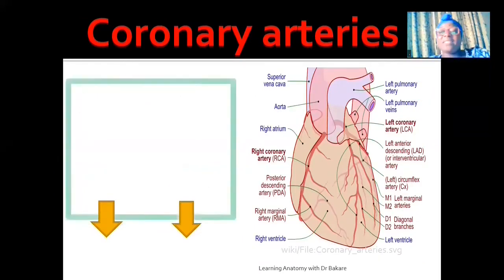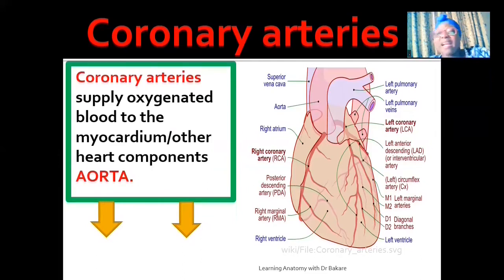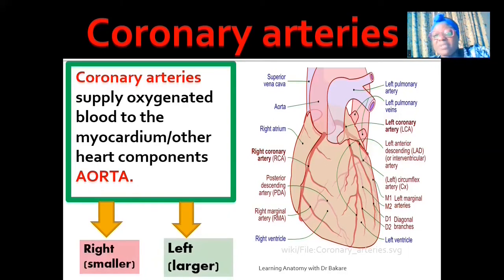The coronary arteries help to supply oxygenated blood to the myocardium. The coronary arteries branch from the aorta. We know that the aorta is the largest artery in the body, and this is what feeds the other arteries in the body with oxygenated blood. So also the coronary arteries. We have the right coronary artery and we have the left coronary artery. So this is the aorta, from where the coronary arteries emerge.